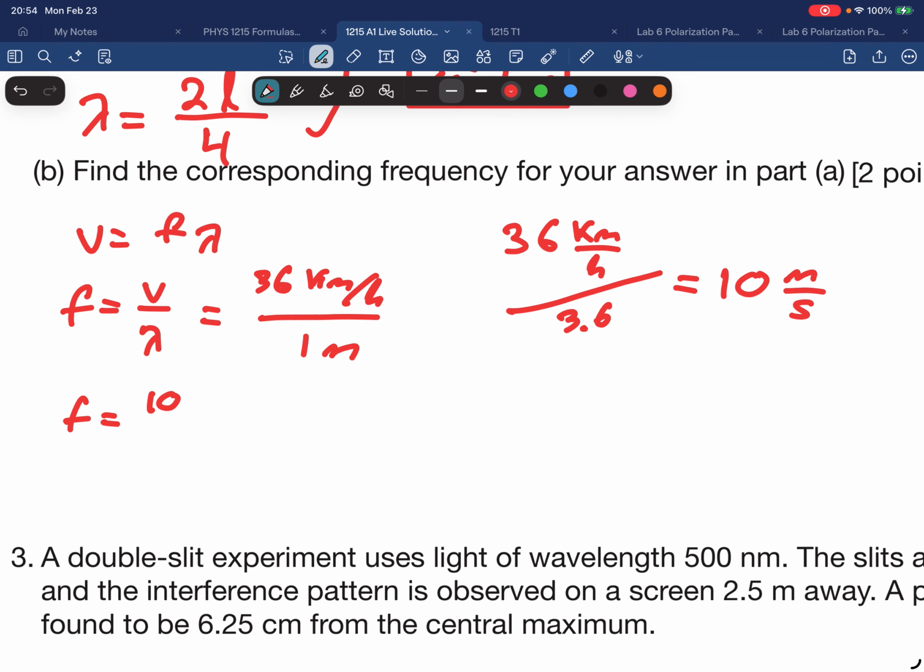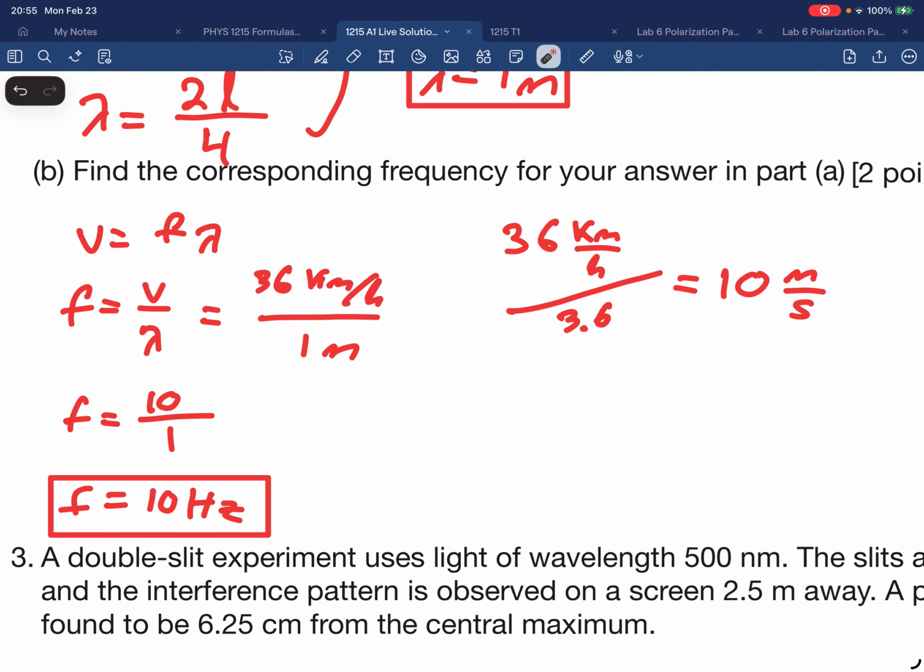So I get 10 meters per second over 1 meter. The frequency ends up being 10 hertz for this question. If you're unsure of where that 3.6 comes from, when I did my conversion for kilometers per hour to meters per second, please ask me in class or shoot me an email. Be happy to explain it.